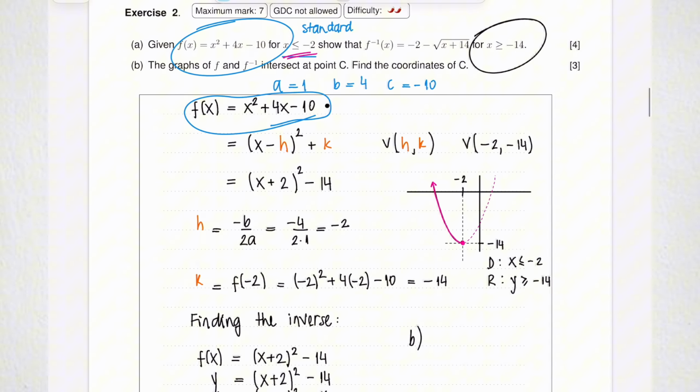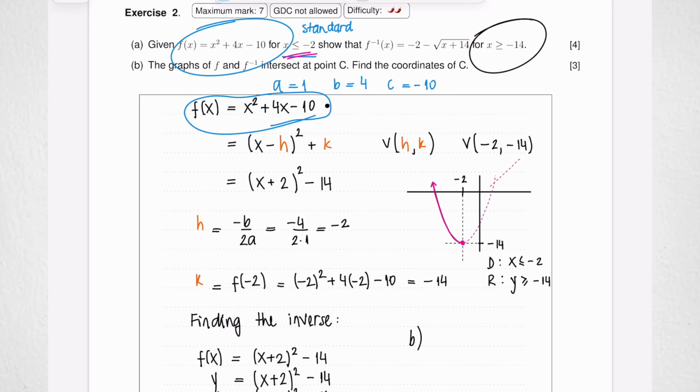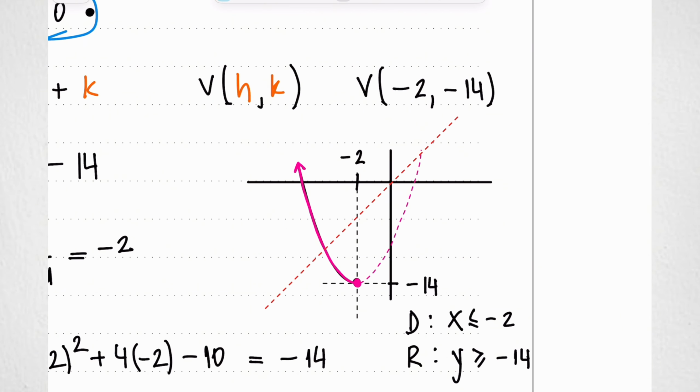And that's one way to find the domain. Now, there's a little trick to do question B, which is actually a common question. The graphs of f and f inverse intersect at a given point. Find the coordinates of this point. If you try to take the quadratic and make it equal to the root function, and you try to, for example, square both sides, it's going to be a disaster. Don't do that, okay?